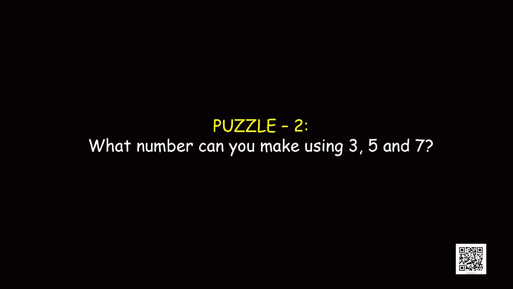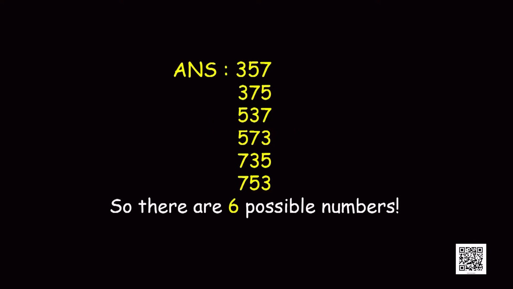What number can you make using 3, 5 and 7? For example, I will give one number as 357. Like that, we have to find out other numbers. Those numbers are 357, 375, 537, 573, 735 and 753. So, totally there are 6 possible numbers.